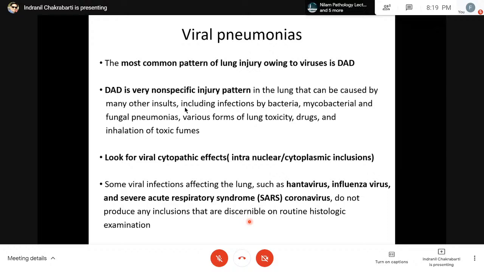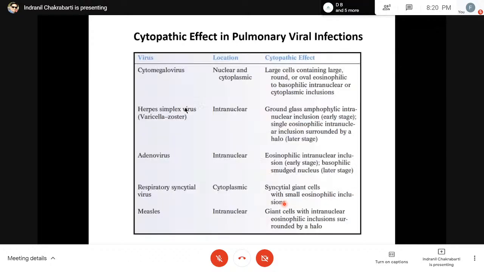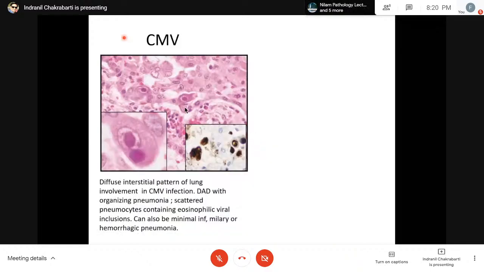These cytopathic effects are mostly the intranuclear or the cytoplasmic inclusions. But one should remember that certain viral infections like hantavirus, influenza virus, the SARS coronavirus or the COVID-19 SARS-CoV-2 do not produce any inclusions that are discernible on routine examination. So this is a list of the various cytopathic effects. We will cover them as we see the diagrams.